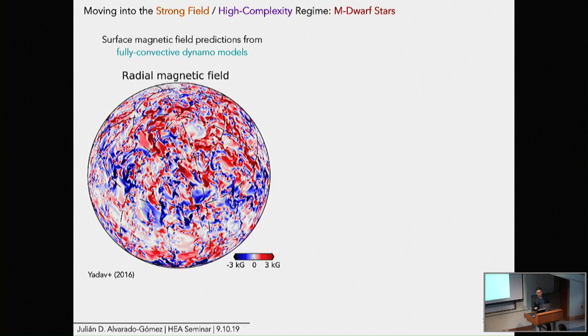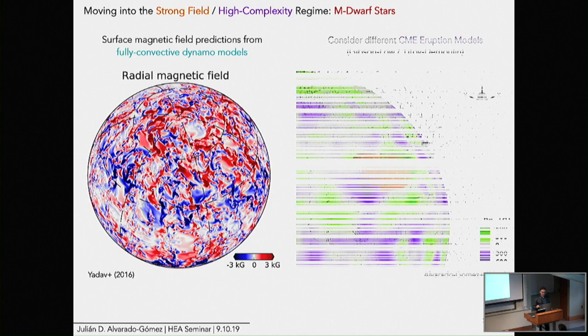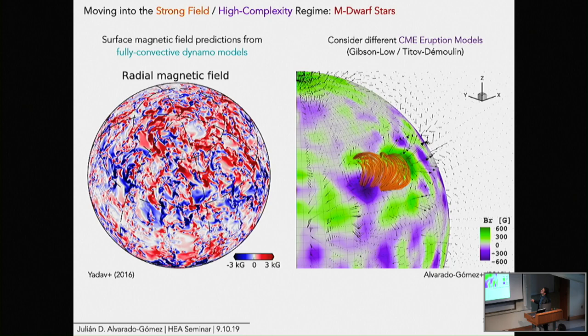So we are actually now moving to this strong field and high complexity regime. And for this, we partner up with people doing dynamo models, very sophisticated ones, like Rakesh. He did a numerical simulation of a dynamo model for a fully convective M dwarf, which is shown here. And we adapted it to make it run in our numerical models of coronal mass ejection. So now we are running an eruption of a coronal mass ejection in an M dwarf for the first time.